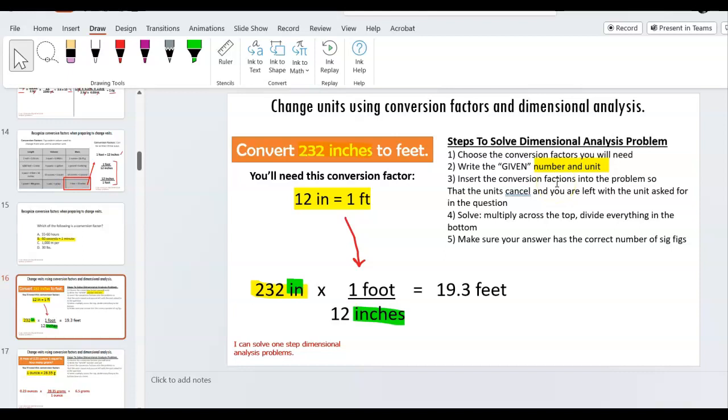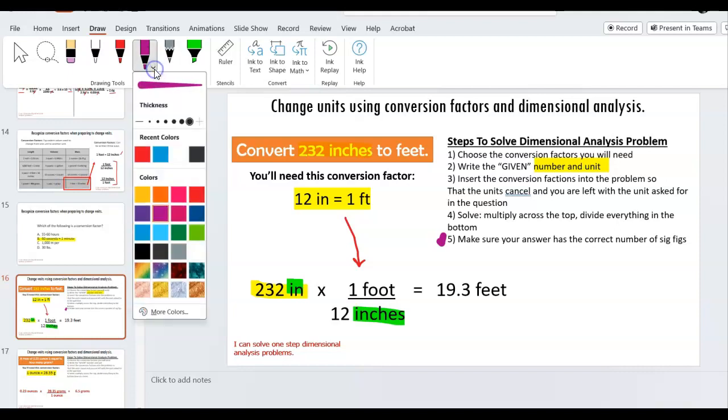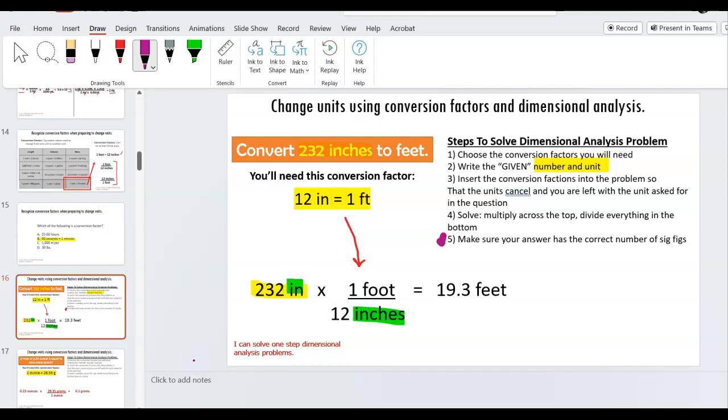So again, we worked the units by hand. We did the numbers in our calculator. And also one last thing you want to check is number 5. Make sure your answer has the correct number of significant digits. One of the rules of significant digits is that conversion factors are not included when you're trying to count significant digits. They technically have an unlimited amount of significant digits. So we only look at the number we're given here.